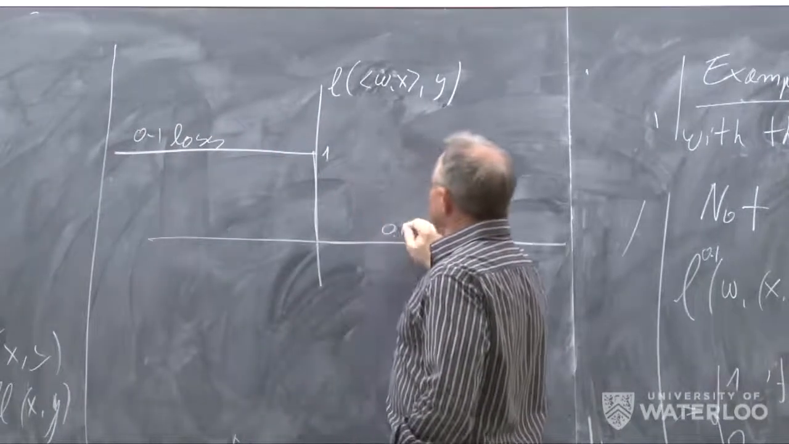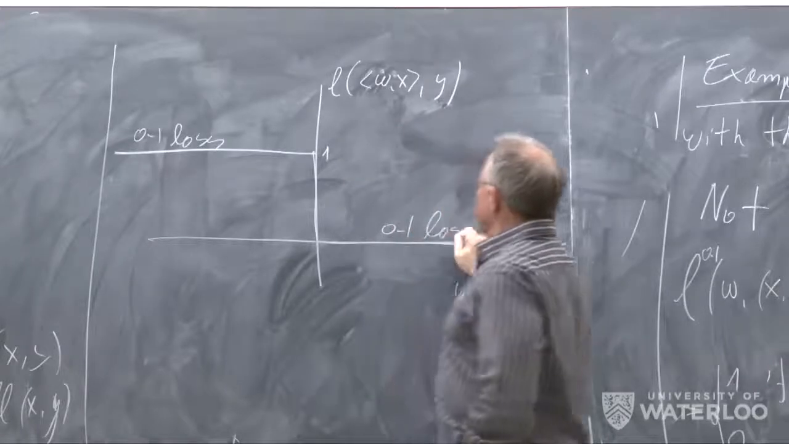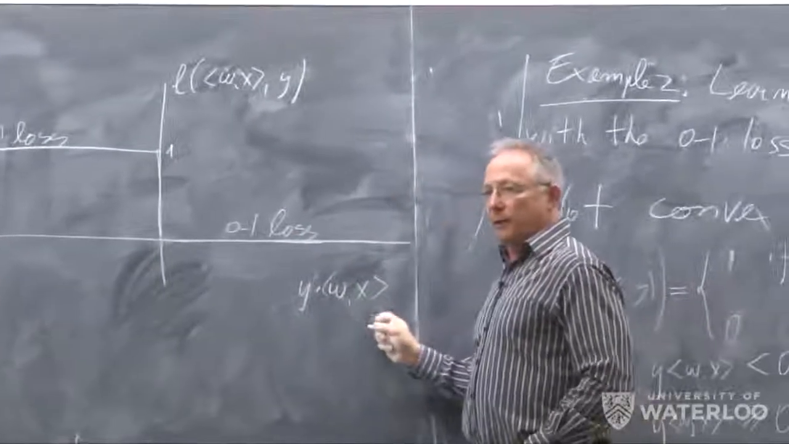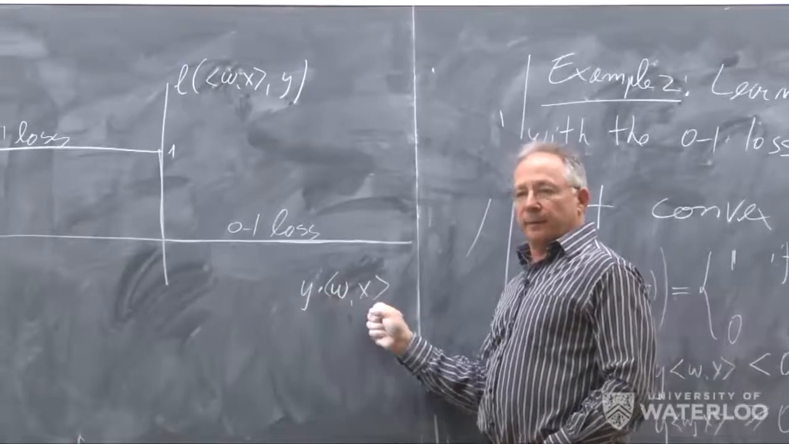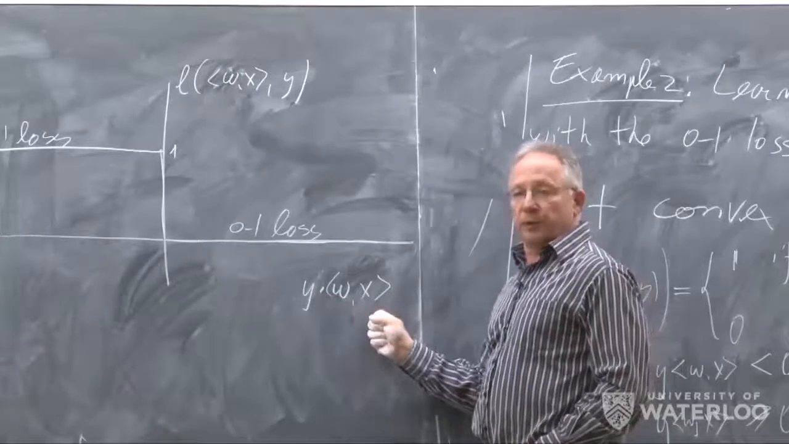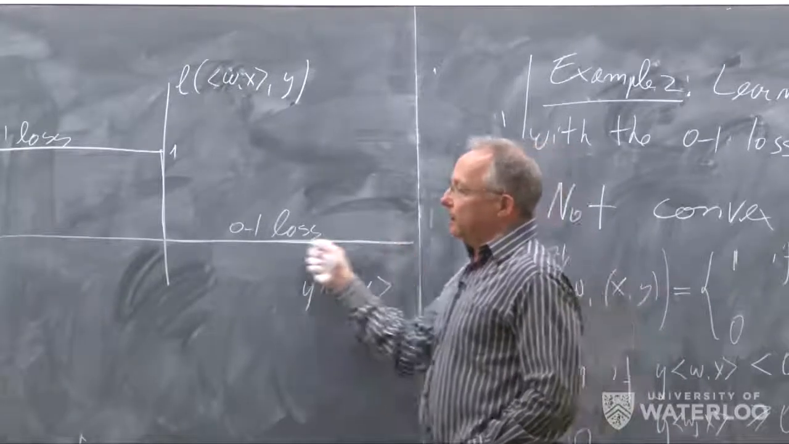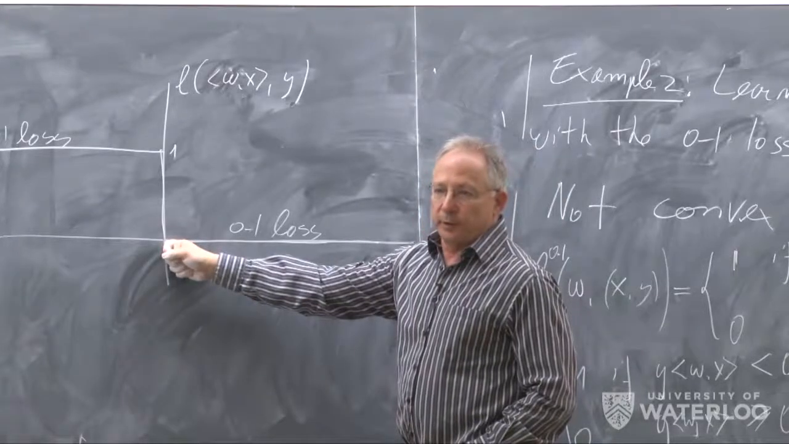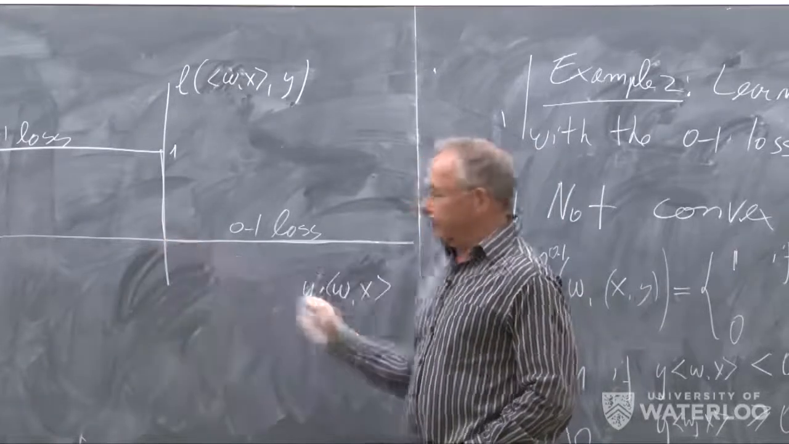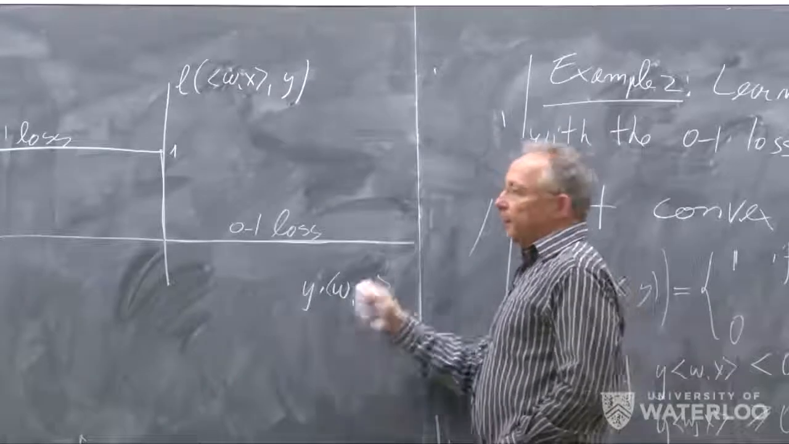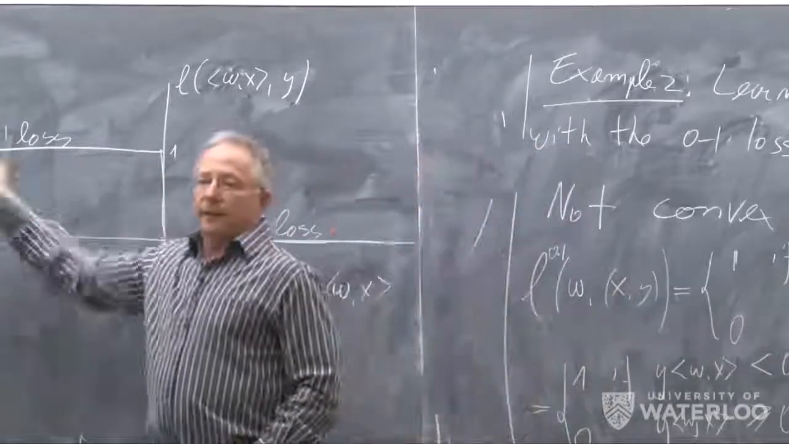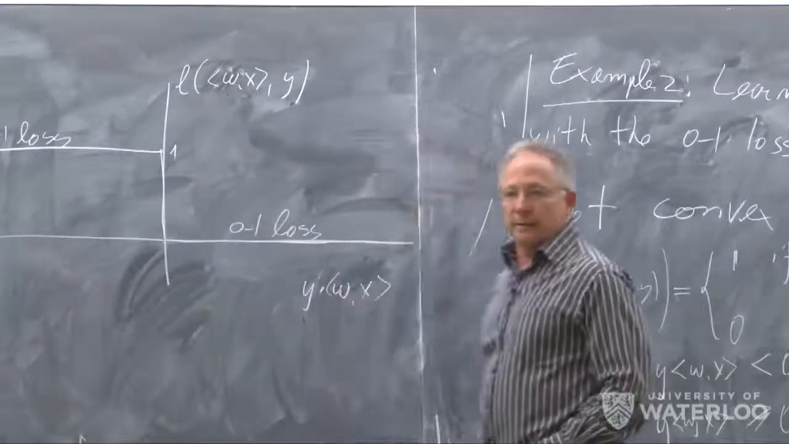The 0,1 loss for a linear predictor. We look at y times the prediction. If they have the same sign, it means that the product is positive. Then we have 0 loss. If they have different signs, the product is negative. We suddenly have 1 loss.